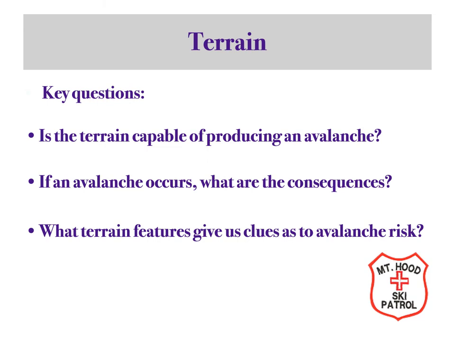When assessing terrain, and in particular when assessing whether there is potential for an avalanche on a particular slope, there are several key questions which we should be asking ourselves. Is the terrain capable of producing an avalanche? If an avalanche occurs, what are the consequences? And what terrain features give us clues to avalanche risk?